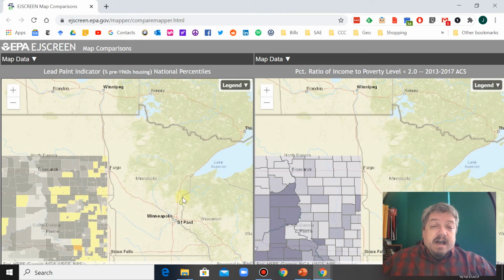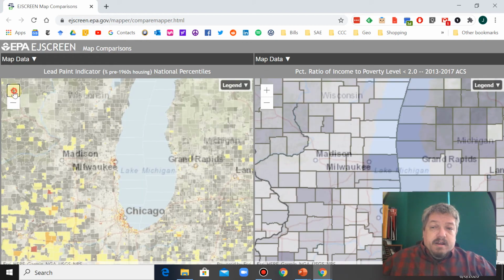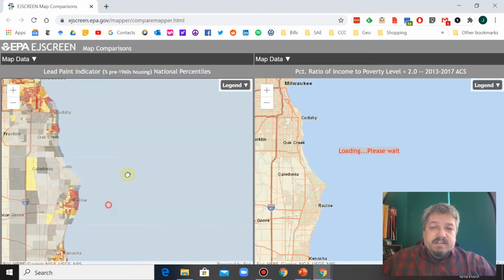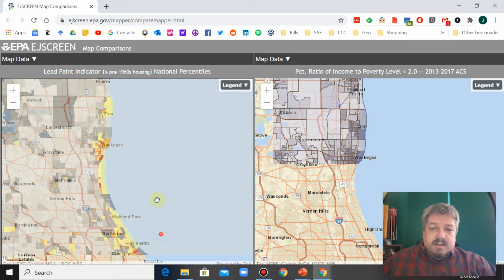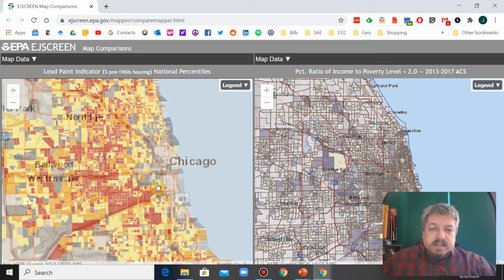And let's go to Chicago. And I'll zoom in right here. So what this is showing you, right here on the left, there we go. Let's turn the legend on.